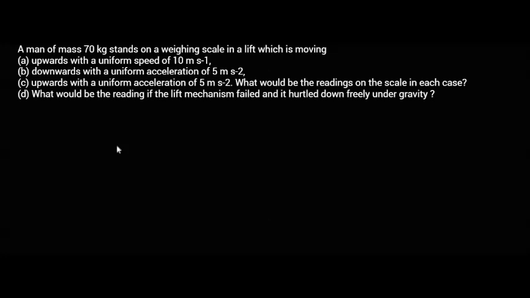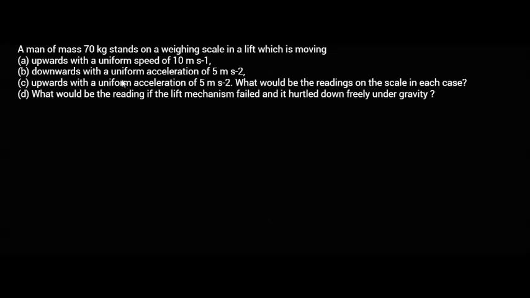Now let's move on to the next question, and this question is almost similar to the previous monkey and rope problem. A man of mass 70 kg stands on a weighing scale in a lift which is moving upwards with a uniform speed of 10 meters per second, downwards with a uniform acceleration of 5 meters per second square, upwards with a uniform acceleration of 5 meters per second square. What would be the readings on the scale in each case? What would be the reading if the lift mechanism failed and it hurtled down freely under gravity?